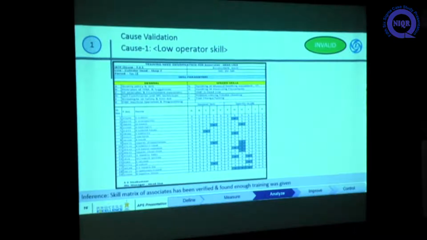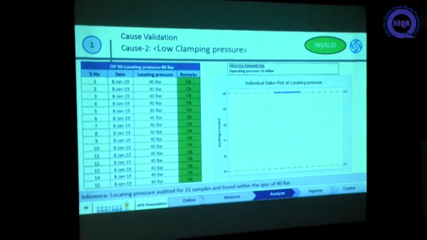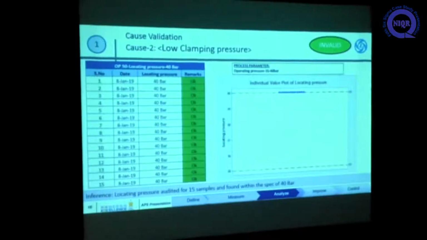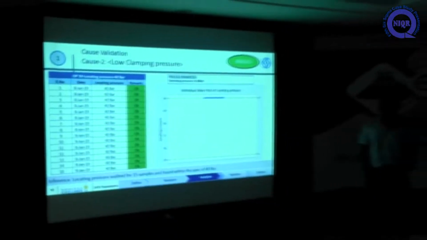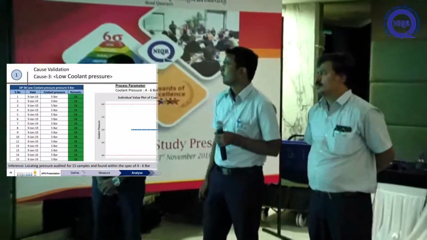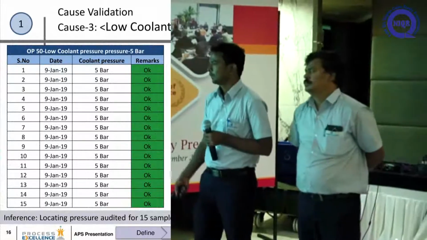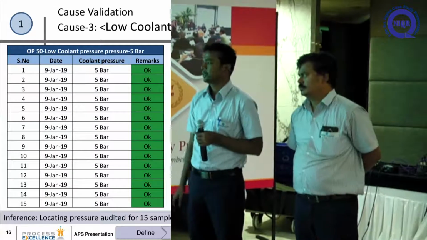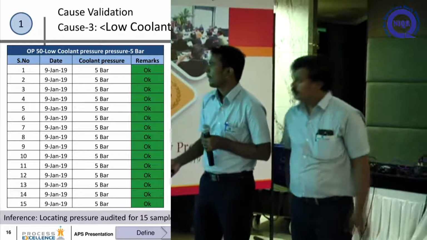Operator skill: when we go to the line, all employees working in the line are well trained and aware of the process, and they do their work as per the SOP, so there is no issue. Then we check the clamping pressure, which may affect the position of the component and lead to positional shift. We took 15 samples and it is as per the spec of 40 bar. Then coolant pressure: we took the same 15 samples and it is as per the control plan, 5 bar.